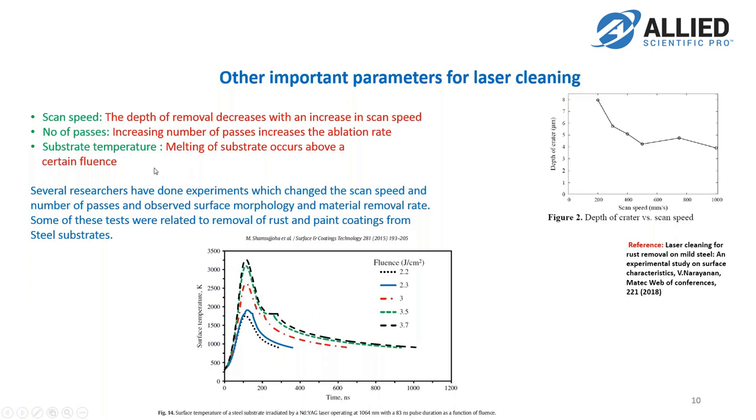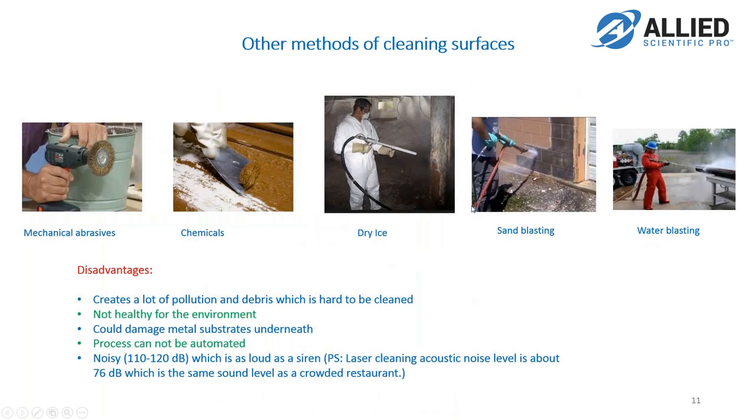So if you're concerned about damaging the substrate, you have to be careful about the fluence, or amount of energy per centimeter squared, that you put into your beam. The reference is given here. If you like, you could read this paper.